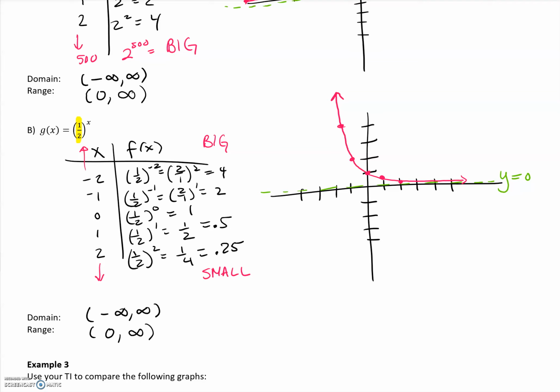In the next video, we will analyze more graphs using our TI to summarize and generalize how we can guess what the sketch would look like, depending on whether the base is bigger than 1, like the first example, or the base is smaller than 1 but positive, like the second example.